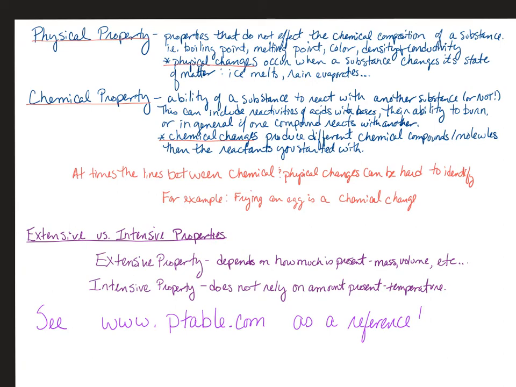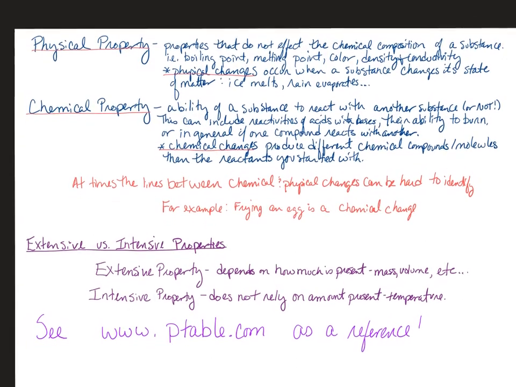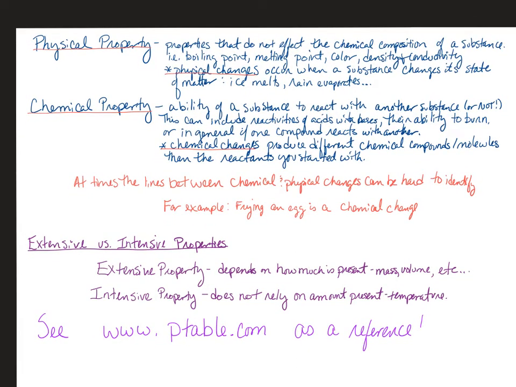Okay, moving onward. There's different types of properties that we can see as well. A physical property is something that does not affect the chemical composition of a substance. So, things like boiling point, melting point, color, density, conductivity, in other words, how easily something conducts electricity. There's also things called physical changes. So these changes occur when substances change their state of matter. So you've got something going from solid to liquid or liquid to gas, and those are physical changes.